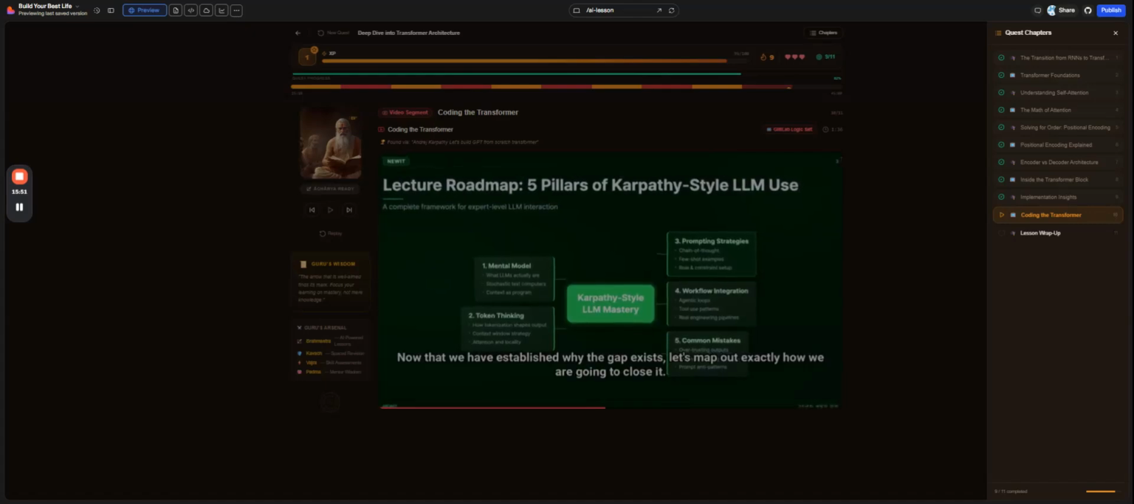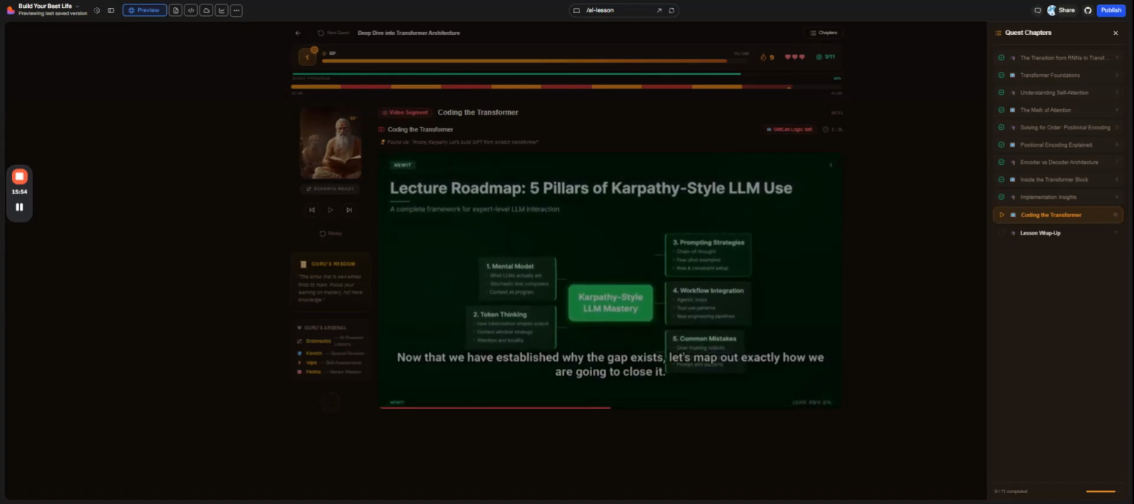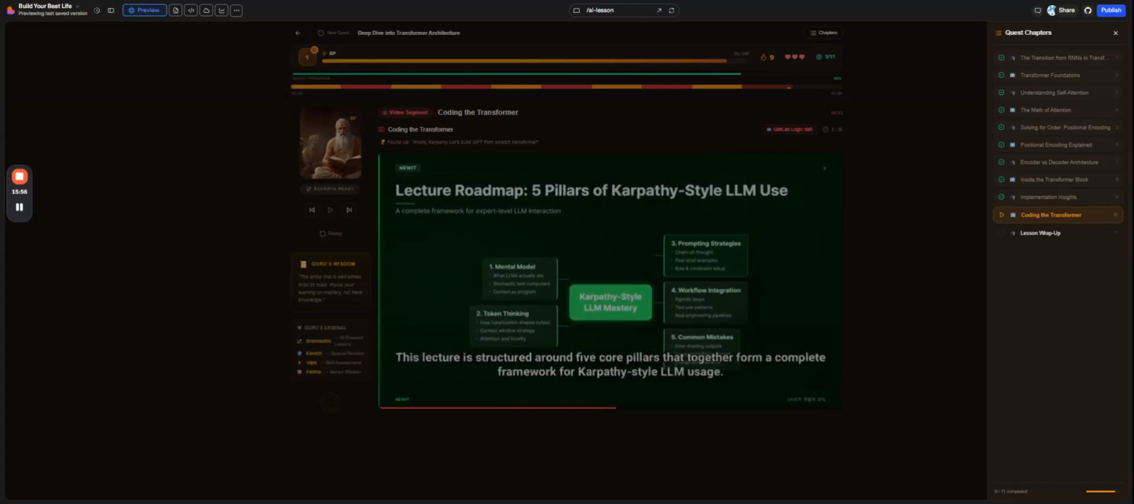Now that we have established why the gap exists, let's map out exactly how we are going to close it. This lecture is structured around 5 core pillars that together form a complete framework for Karpathy-style LLM usage. Pillar 1 is the mental model, understanding what an LLM actually is under the hood so your intuitions about it are accurate. Pillar 2 is token thinking, learning to reason about how the model processes information at the token level, which changes how you write prompts.